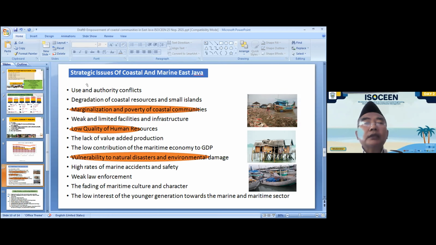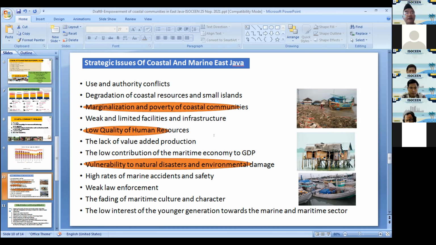All right, the strategic issues of coastal and marine East Java. I wrote so many things, but I made bold what is indicated; only three should become priorities when we want to improve and develop this area, I mean East Java. First, use and authority conflict.